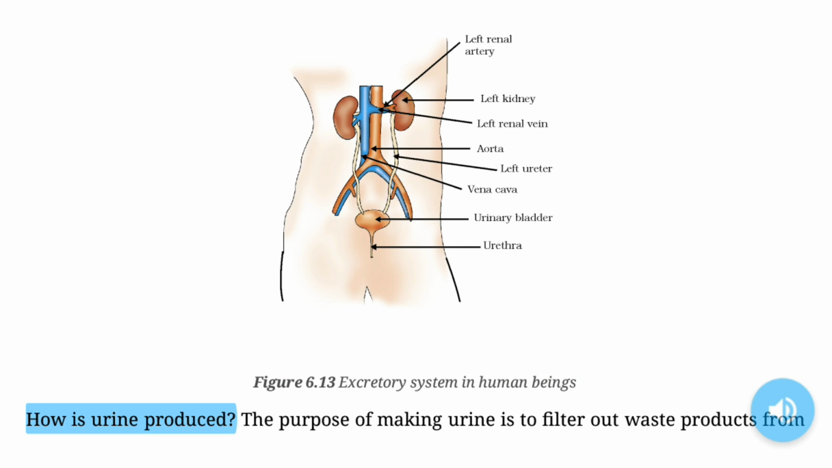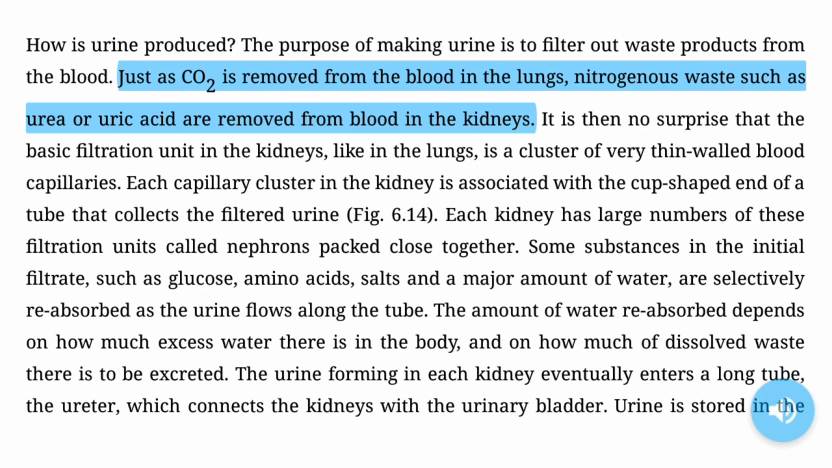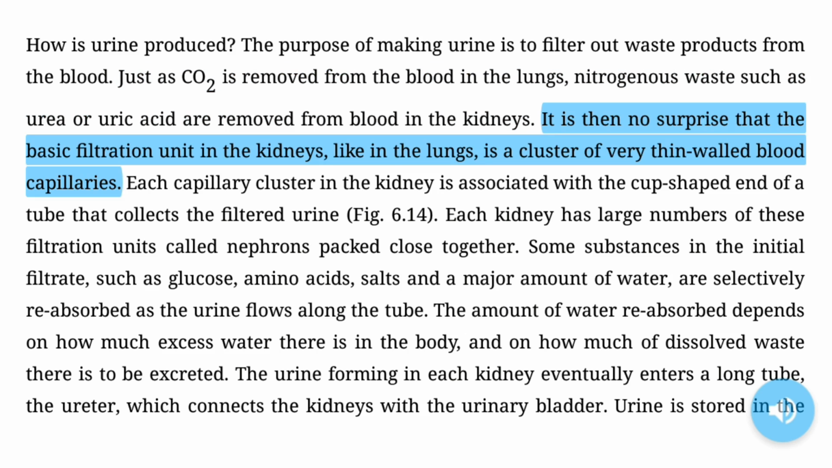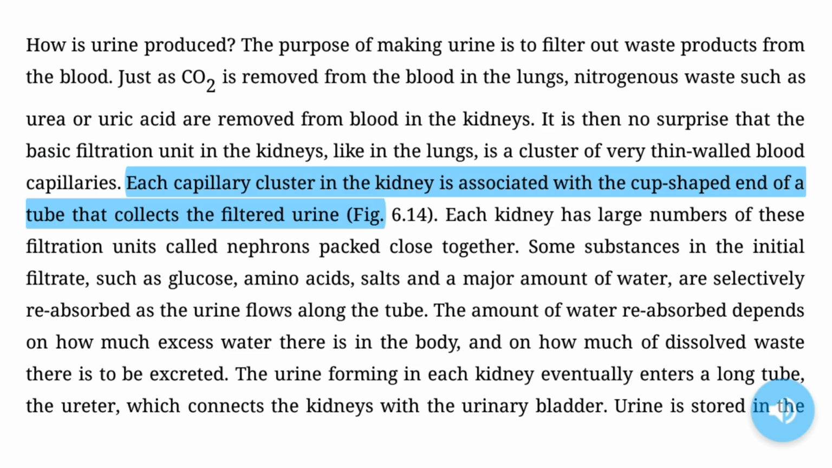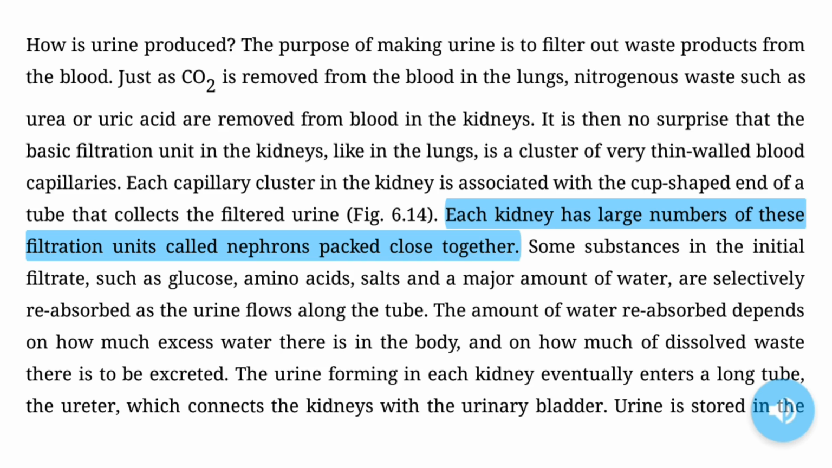How is urine produced? The purpose of making urine is to filter out waste products from the blood. Just as CO2 is removed from the blood in the lungs, nitrogenous waste, such as urea or uric acid, are removed from blood in the kidneys. It is then no surprise that the basic filtration unit in the kidneys, like in the lungs, is a cluster of very thin-walled blood capillaries. Each capillary cluster in the kidney is associated with the cup-shaped end of a tube that collects the filtered urine. Fig. 6.14. Each kidney has large numbers of these filtration units called nephrons packed close together.